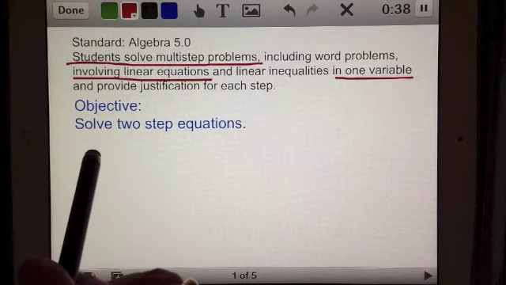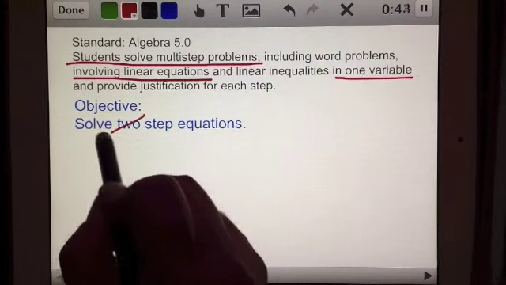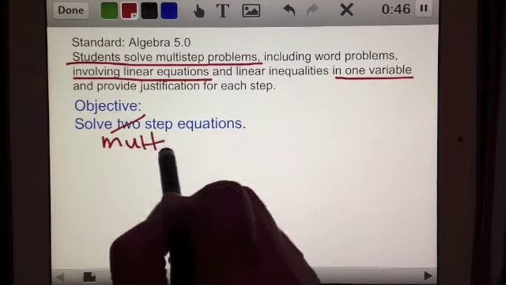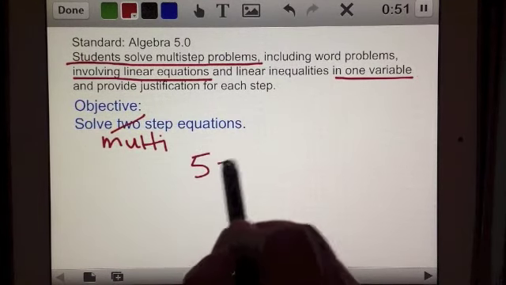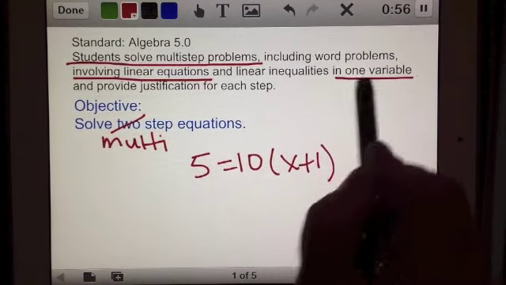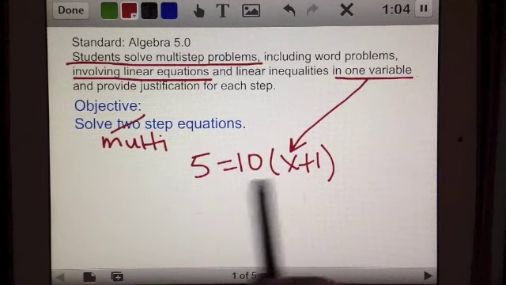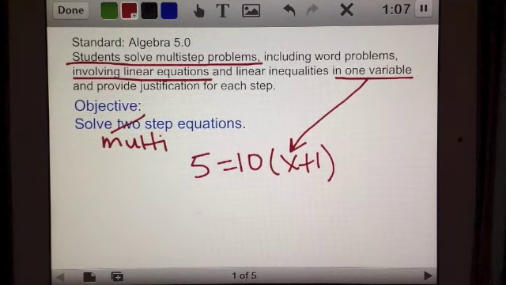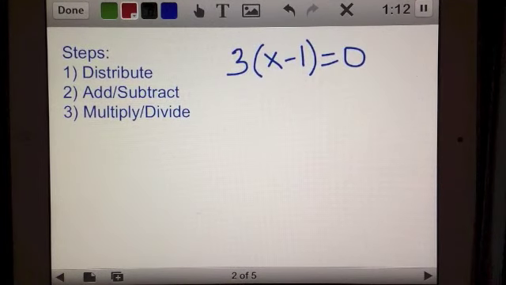So our objective today is to solve multi-step equations. An example of the type of equation you might be working on would be something that looks like this: 5 equals 10 times x plus 1. You'll see that there's just one variable and no more than one. And we will have to do several steps to be able to find out what x equals to keep this equation balanced. So I'm going to show you the first one, how it looks when you solve a multi-step equation.